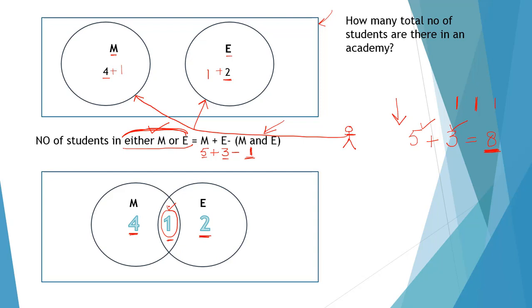Another way of calculating the total number of students is to add number of students in these 3 areas, 4 plus 1 plus 2, which is equal to 7. It will also give the right answer.